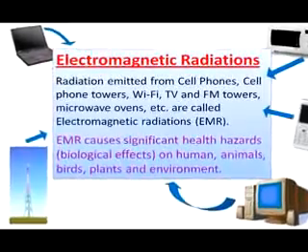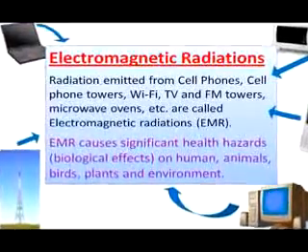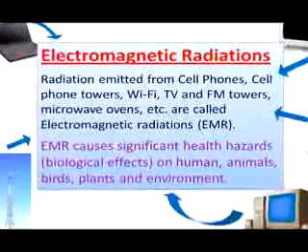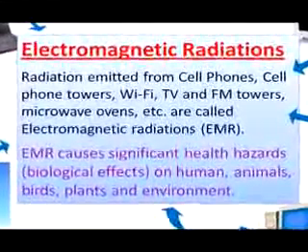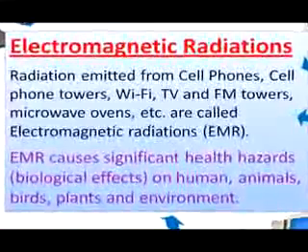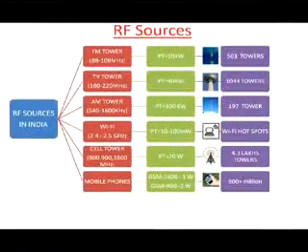Radiation is emitted from cell phones or cell phone towers, Wi-Fi, TV and FM towers, microwave ovens, etc. These radiations are called electromagnetic radiations. Let's look at the various RF sources. We have the FM tower. FM tower frequency ranges from 88 to 108 megahertz. That is the FM band.